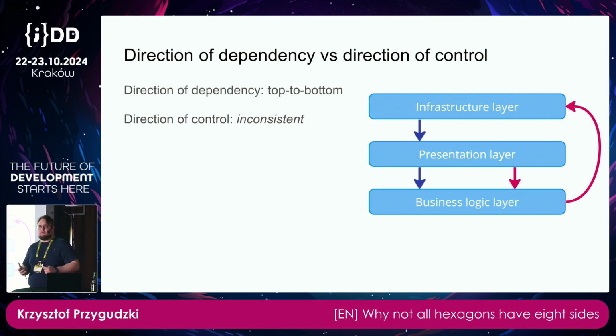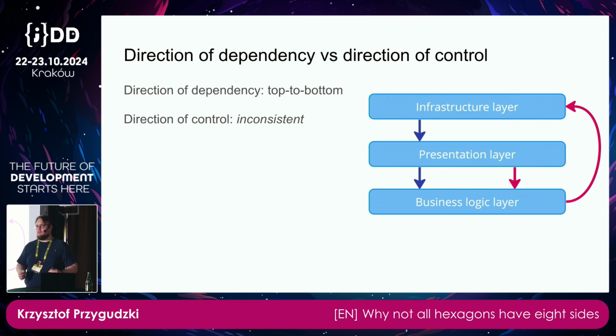We have been talking a lot about the direction of dependency. In layered architecture, the direction of dependency is top to bottom, but then there's also this thing called direction of control. So my infrastructure layer calls the presentation layer, etc. How do these layers play together in that aspect? Let's analyze this on a very simple example.